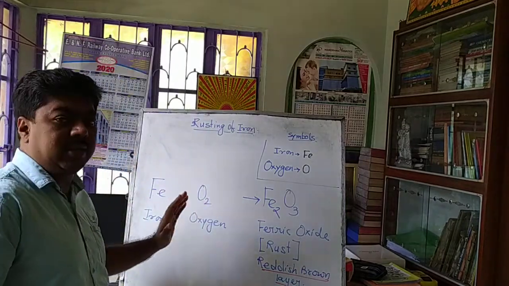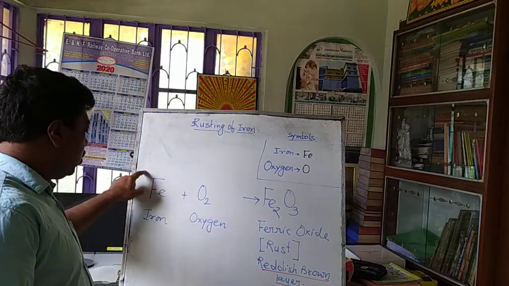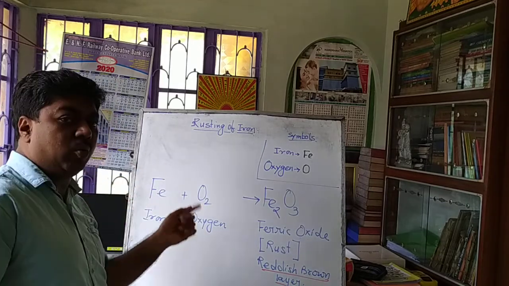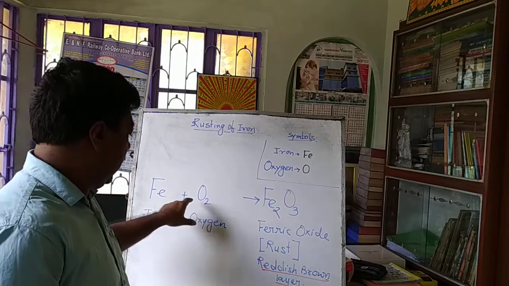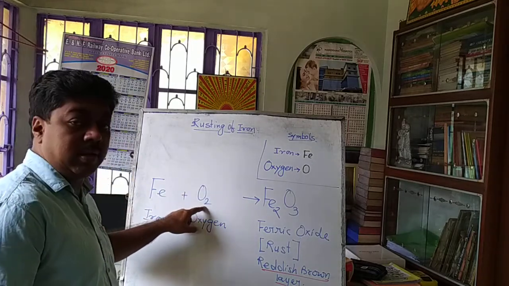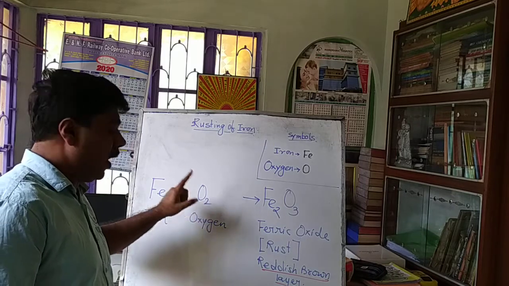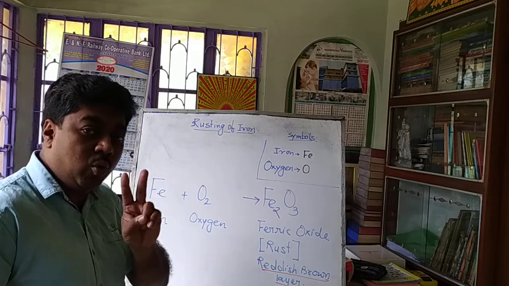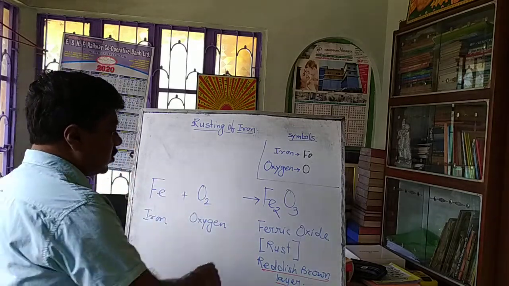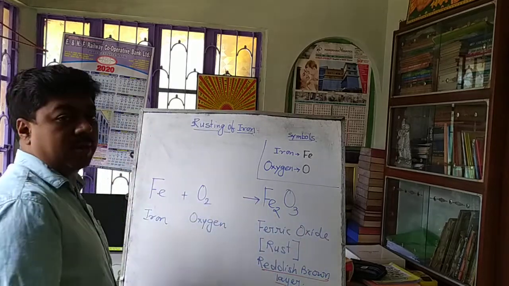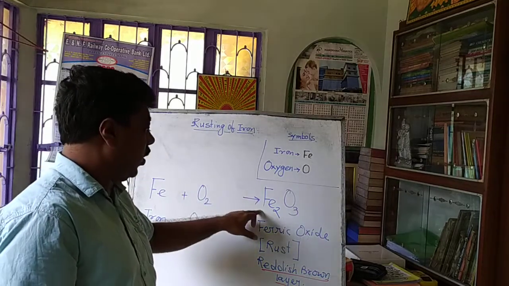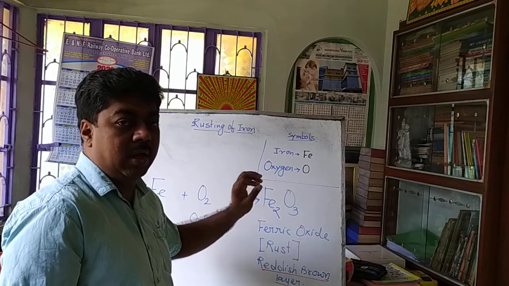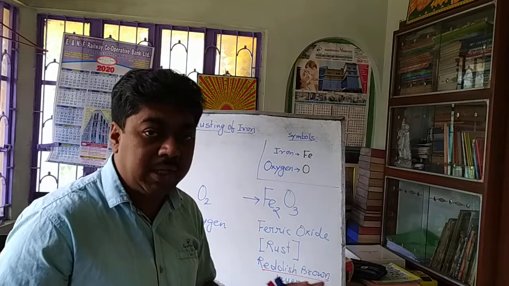Here we have to understand the reaction. It is one molecule of iron, which is made up of only one atom of iron. It is one molecule of oxygen, made up of two atoms of oxygen. And it is one molecule of ferric oxide, which is made up of 2 atoms of iron and 3 atoms of oxygen. And the reaction is still not finished.